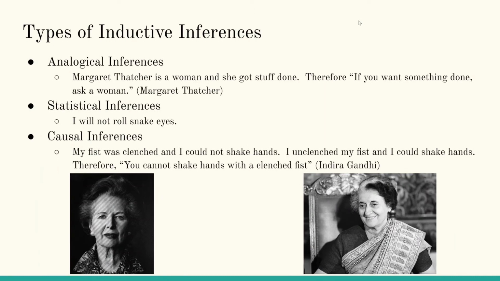There are different types of inductive inferences. Analogical inferences reason similar subjects may have similar qualities. Statistical inferences leverage probability to weigh a conclusion. And causal inferences utilize knowledge of cause and effect.